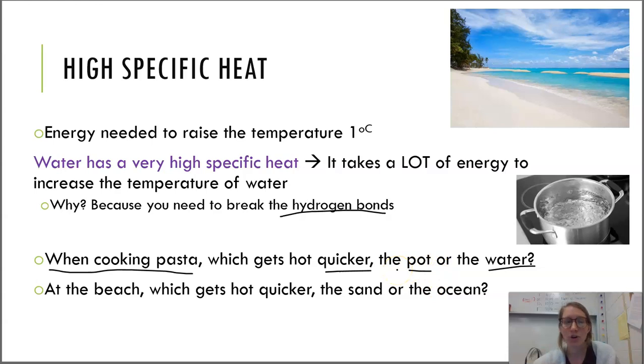You're gonna have that on for 10 minutes, 15 minutes before the pot is so hot that the water actually starts to boil. It takes forever. If you salt it, that's kind of something different, but salt ends up breaking some of those hydrogen bonds so it can heat up faster. Or if you're at the beach, does the sand get hotter faster or the ocean? Definitely the sand. You can be on the sand, burning your feet, you walk into the water, and it is freezing.